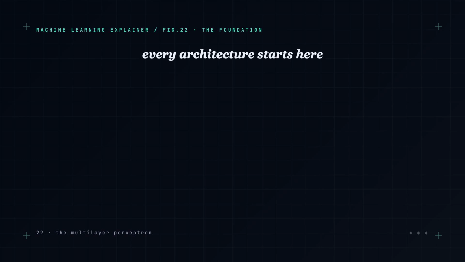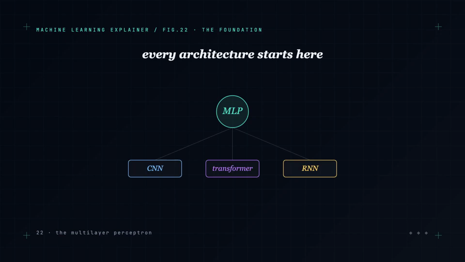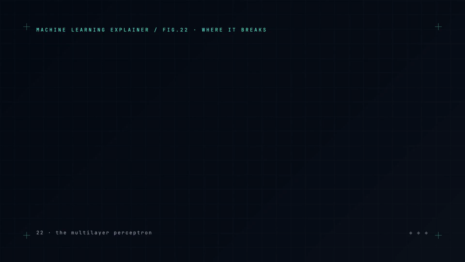The MLP is the foundation of everything that follows. A convolutional network is an MLP that shares weights to handle images. A transformer is layers of attention with MLPs inside. Strip any modern architecture down, and you find dense layers doing the final reasoning. Every specialization starts here.